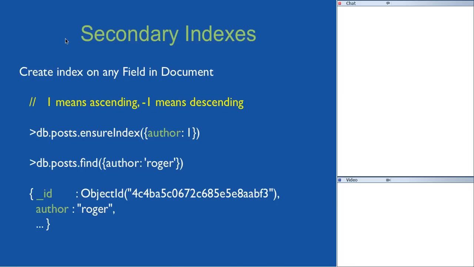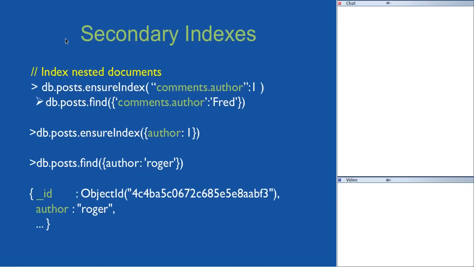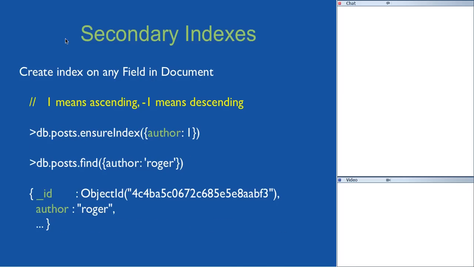MongoDB also, as I mentioned earlier, has the ability to support secondary indexes. So that's great. It's not just a key-value lookup where you're looking up everything based on some kind of primary key. You can create an index on any field in a document, and you use the command db.posts.ensureIndex, author 1. Author is the field that we want to index, and the 1 means that we're going to build an ascending index, versus a descending index, which would be -1.